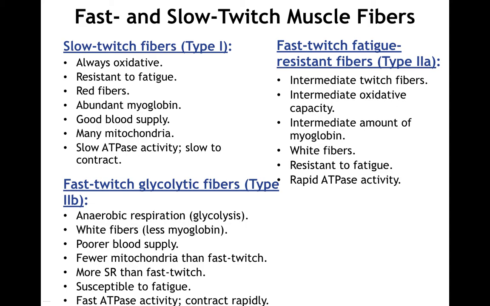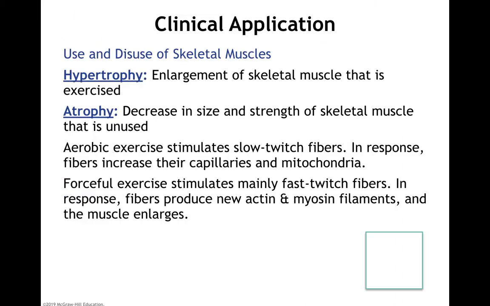And then there are the fast twitch glycolytic fibers. These use anaerobic respiration, which is why they're glycolytic. They have white fibers because they contain less myoglobin. Fewer mitochondria than fast twitch, more sarcoplasmic reticulum than fast twitch, very susceptible to fatigue. They have very fast ATPase activity, and they are very quick to contract.